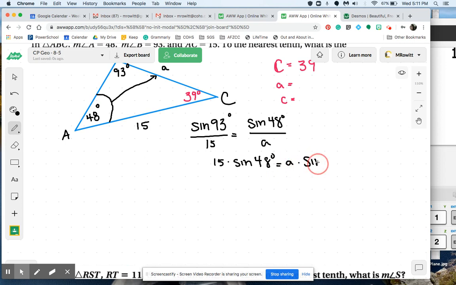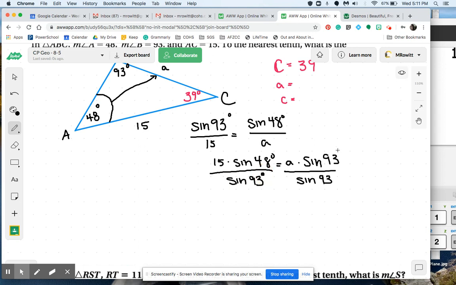Now, I'm going to let my calculator do as much heavy lifting as I can. So rather than inputting the sine of 48 and the sine of 93 and then dealing with all these decimals, I'm just going to let the calculator do it. So I do have to isolate my a first. So since a and sine 93 are attached by multiplication, I'm going to divide both sides by the sine of 93. Okay, I know it might look weird to be dividing by what looks like a bunch of letters, but the sine of 93 is a number. So I'm just dividing by a number. It just happens to have more letters in it. So I'm going to divide both of these sides by the sine of 93.